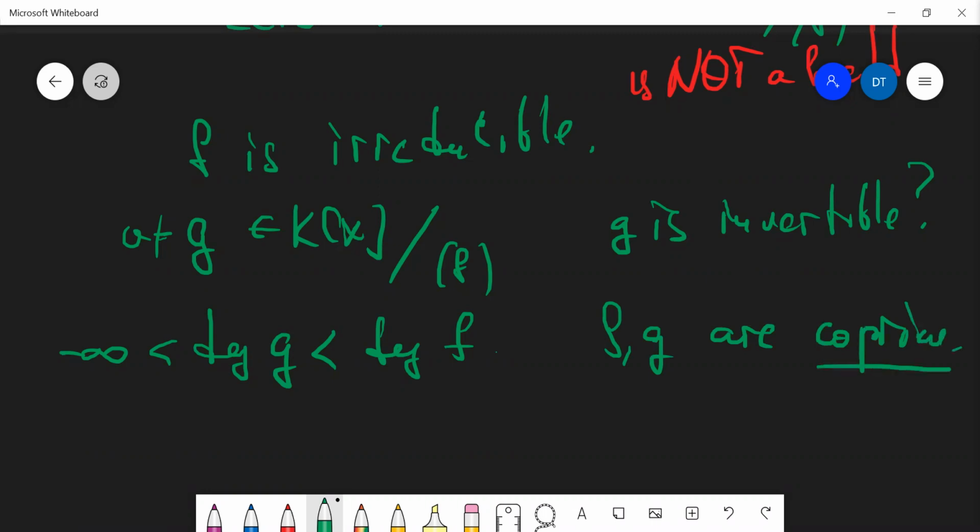Because their common divisor must be a divisor of F. But we have only two monic divisors of F. It's either 1 or F. But F doesn't divide G because G has smaller degree. So the greatest common divisor must be 1.